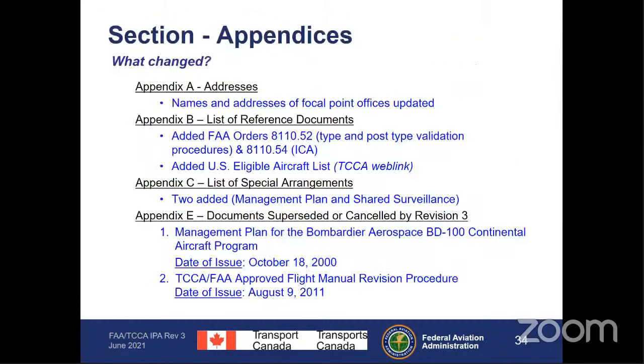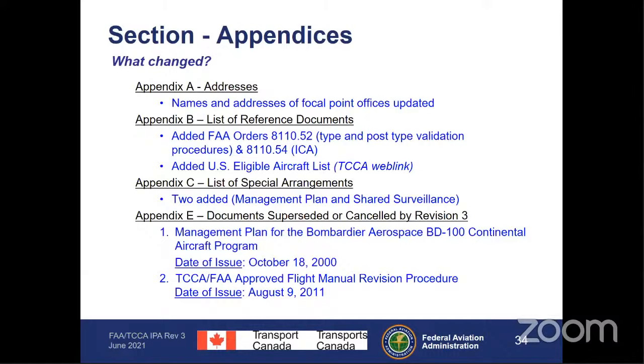Next, please. We conclude with the changes to the appendices. Names and physical addresses in Appendix A have been updated. On the FAA side, we've had office name and designation changes due to our transformation and refinement. On the Transport Canada side, there is now one mailbox for STC applications as well.